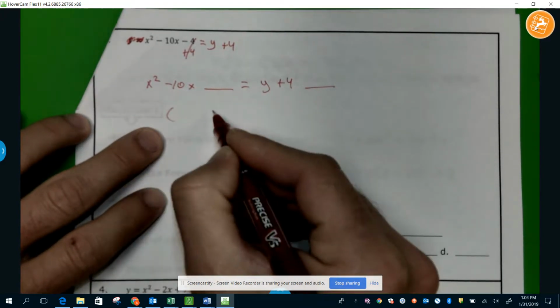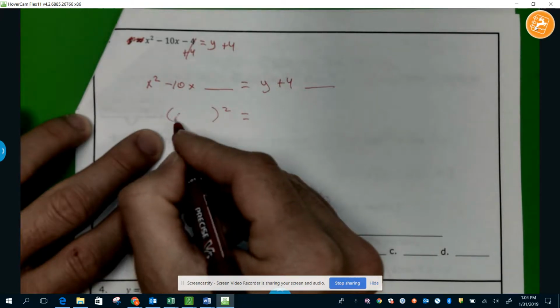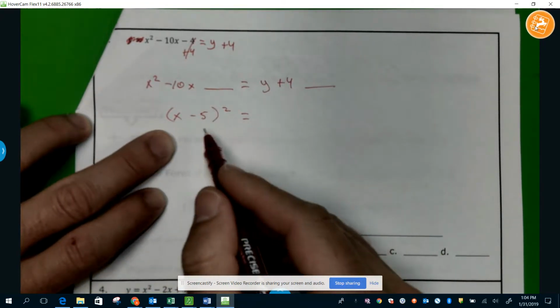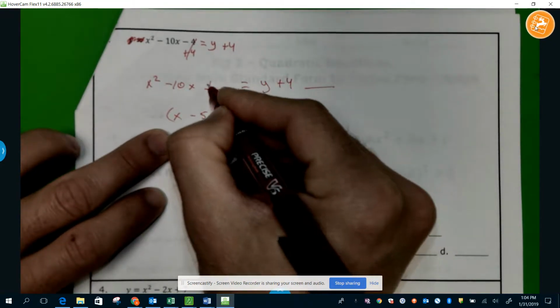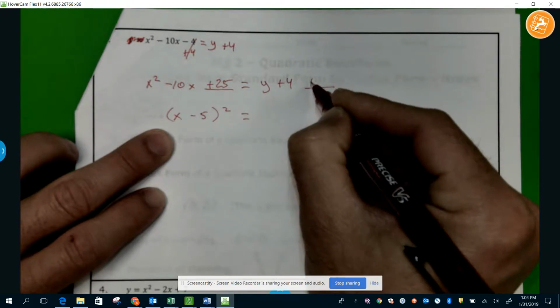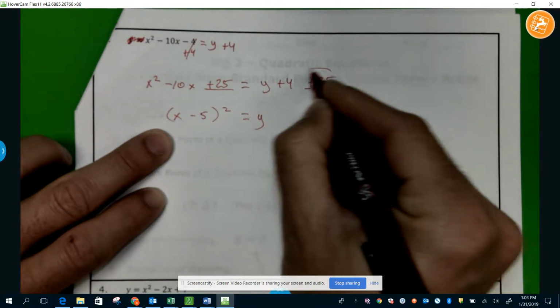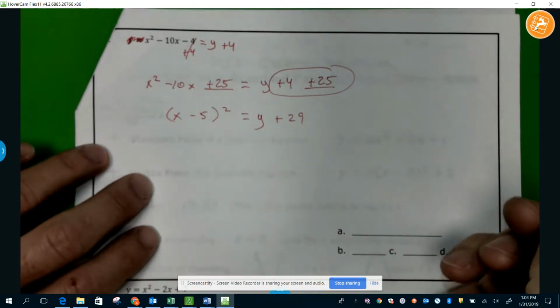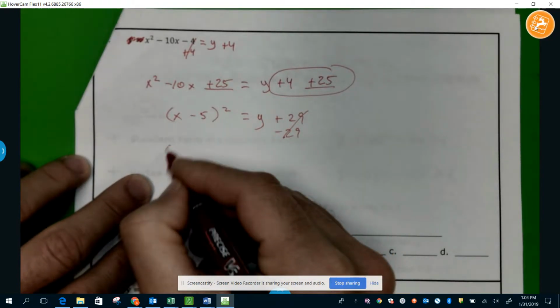So let's go ahead and factor this with our shortcut as well as filling in the blanks at the same time. I know I have an x. Half of negative 10 is negative 5, but that's not what goes in the blank. I have to take that negative 5 and square it. So negative 5 times negative 5, positive 25. So the right side is going to have a y, and then when I combine those like terms, that's positive 29. The last step to getting y by itself, we need to subtract 29 from both sides.